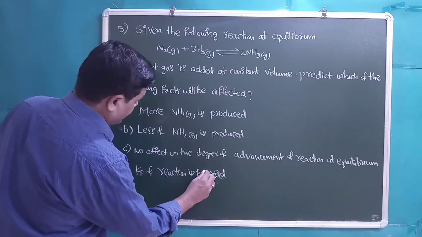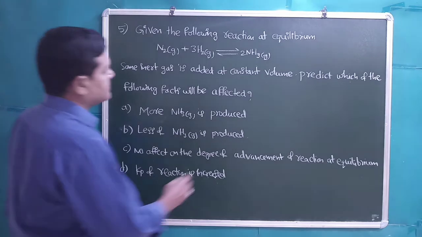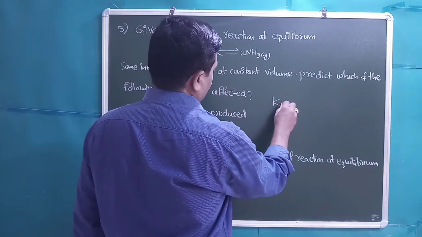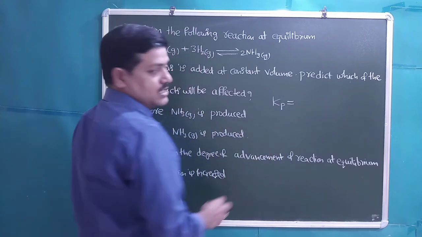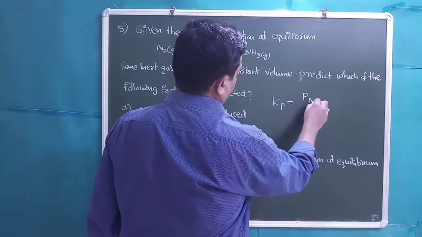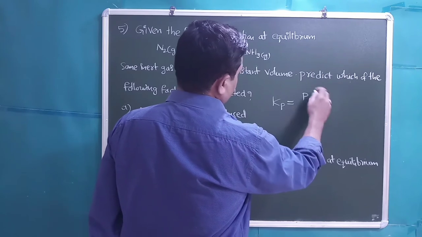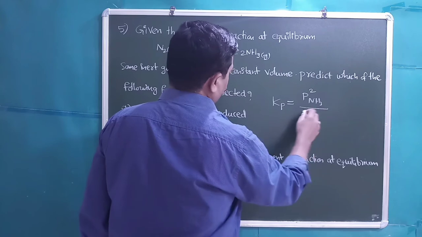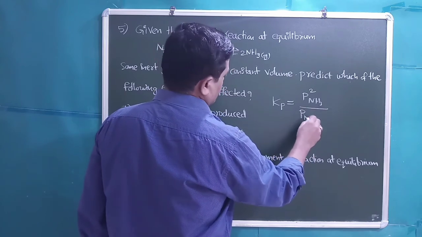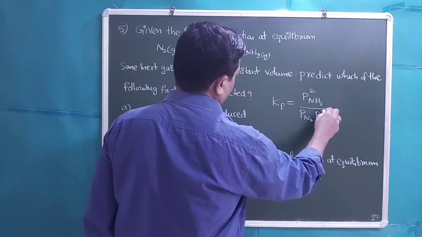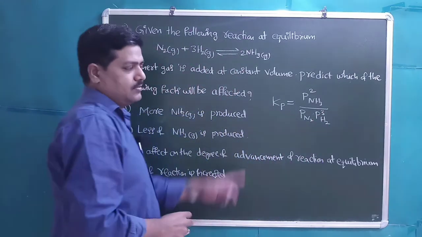Kp of reaction is increased. Students, for the given reaction, we can write Kp as the equilibrium constant in terms of partial pressures: partial pressure of ammonia raised to the power of its stoichiometric coefficient, that is 2, divided by partial pressure of N2 multiplied by partial pressure of H2 raised to the power of its stoichiometric coefficient 3.